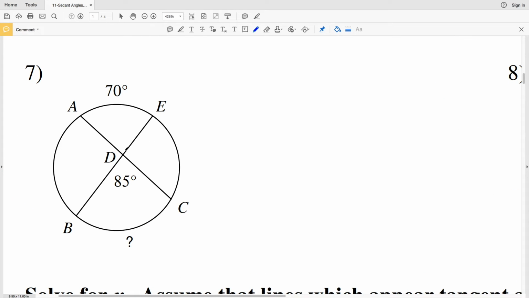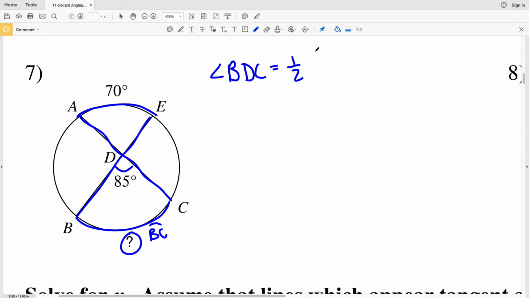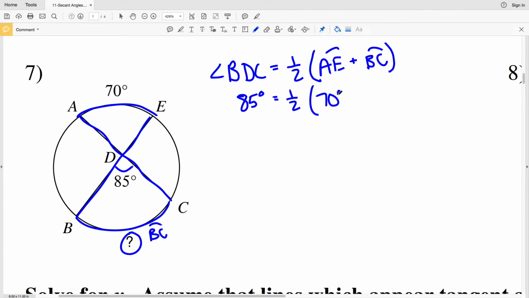In number 7, our chords intersect inside the circle. However, remember the formula. It's the fact that an angle formed by those intersecting chords will equal half the sum of the intercepted arcs, where one of the arcs is our unknown. That's arc BC. So angle BDC will equal half the sum of arc AE plus arc BC. Now, we know that angle BDC is 85 degrees, and we know that arc AE is 70 degrees, but BC is our unknown, which is what we're solving for.